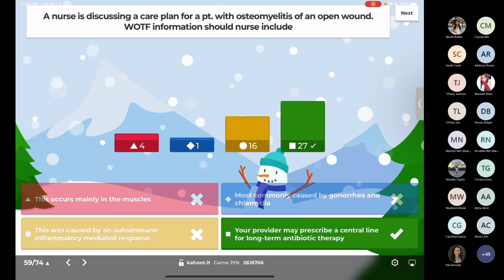Good job, guys. So, with our osteomyelitis, we really end up sending a lot of these patients home with a PICC line because they are going to require long-term antibiotic therapy, and we don't want to keep them in the hospital if they don't have to be. So we send them home with a PICC line. Very good job, guys.